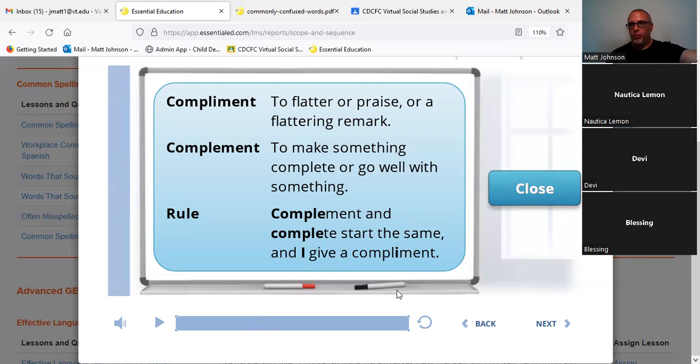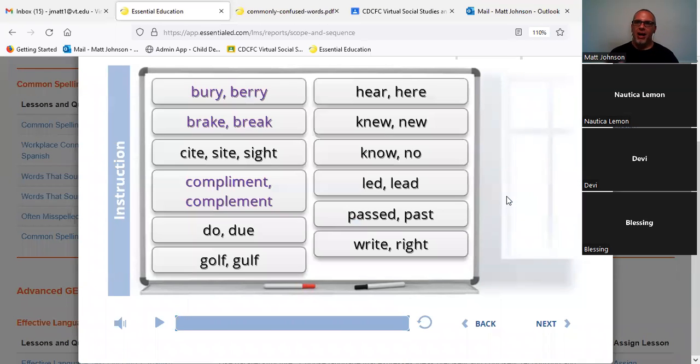But if I compliment you with a flattering remark about your shoes and your dress, then that would be with the I instead of the E. So that one gets a little tricky too. But yeah, if something complements something else, it means that they come together as a whole. If I compliment you on the way you look, then it's going to be with the I.